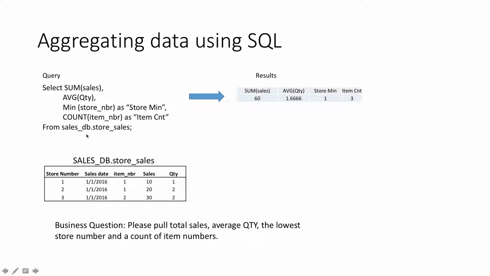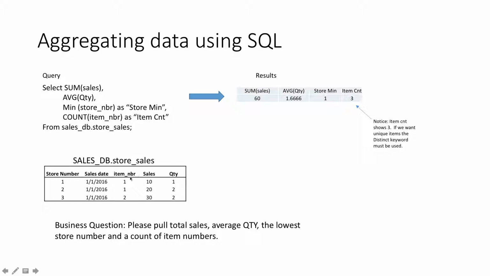And this would be the results. If you look at sum sales, basically it just summed all the sales in the sales column. So we had 10, 20, and 30, that equals 60. Bam. The average quantity, we just averaged this value, and that's 1.66. We did a min of store number. It's going to go through all the store numbers and find the minimum, and store number 1 is the minimum store number. And item count, it counted the items: 1, 2, 3.